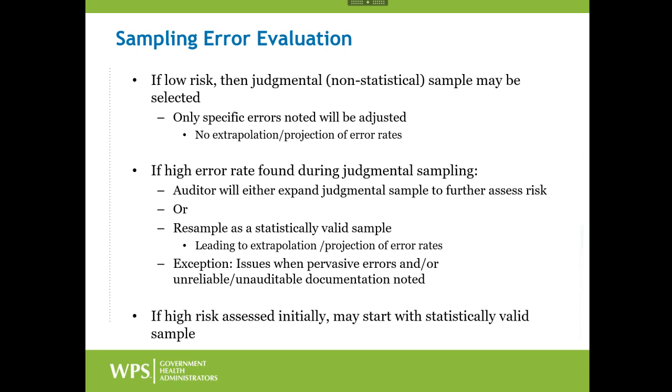So let's go to the next bullet point. If the high risk was assessed initially, then the auditor might actually start with a statistically valid sample. Let's say it was just a very, very high error rate, or high error rate that was found in the prior year, for example, or a very high dollar amount compared to national averages, maybe a large change over the prior year. In those cases, they may not even mess with a judgmental sample. They may start with a statistically valid sample to begin with.